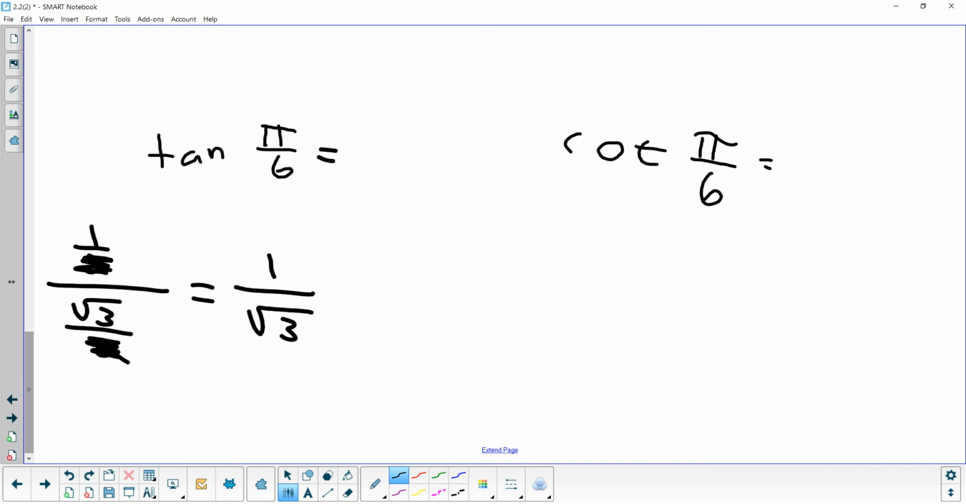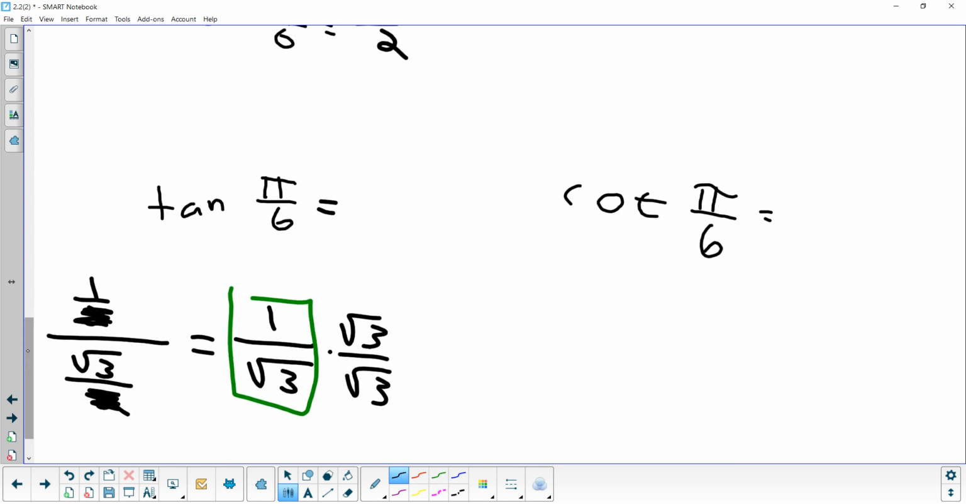And how about, Ben, what do I have to do to fix that? Multiply by square root of 3 over square root of 3. Perfect. Okay, so remember, this is what we had, and we're fixing it by multiplying by square root 3 over square root 3. James, what's that going to give me for a final answer? 1. No. Wait.